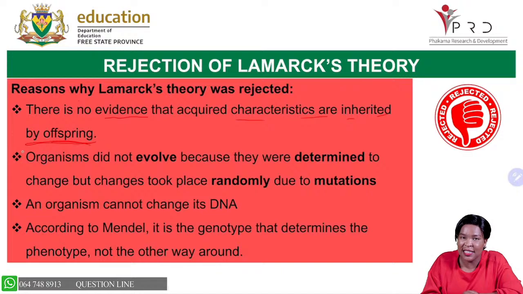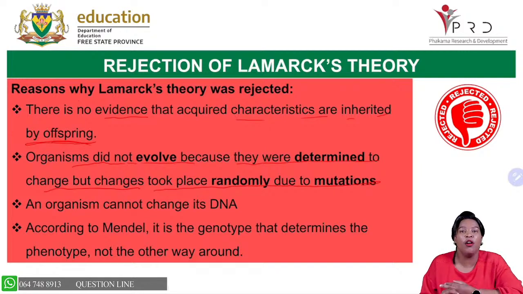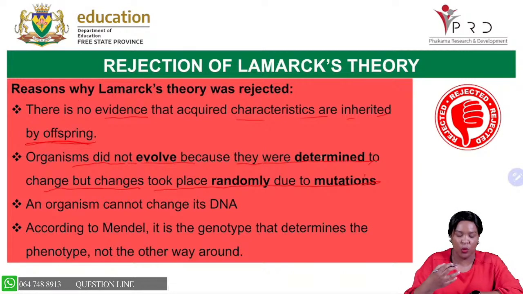Then the second reason is that organisms did not evolve because they were determined to change, but changes took place randomly due to mutations. So there's no way that organisms can change or evolve because they were determined to. So we cannot accept this theory, because organisms do not evolve because they want to.